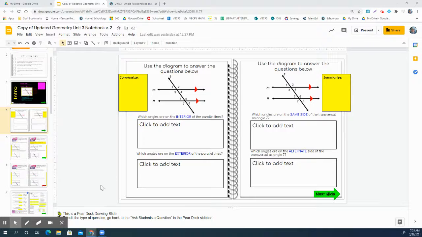So over here, 5, 3, and 1. All of these are same side, right? Same side. Which ones are alternate to 7? 6, 8, 4, and 2 are alternate. We got to know these words, okay?